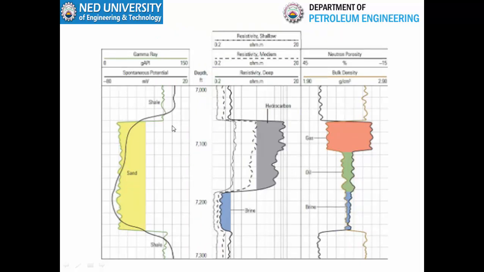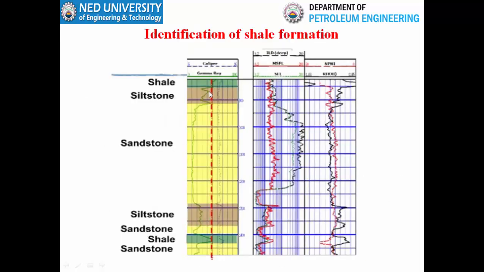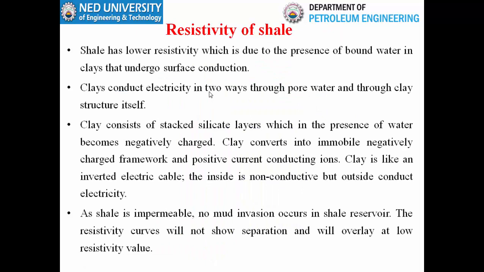Similarly, you can see in this shale formation you have the overlapping of the three resistivity curves, and overlapping occurs at lower values. Again, in this formation you can also see that against shale zones, you will have the overlapping of the resistivity curves, and overlapping will occur at lower values. So through the resistivity logs, you can identify the shale zone.